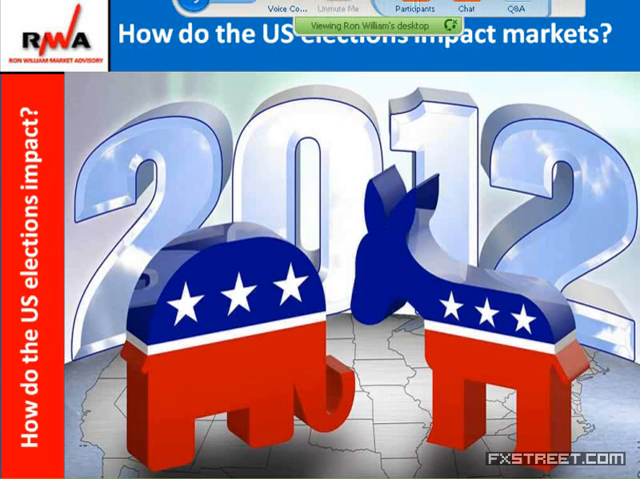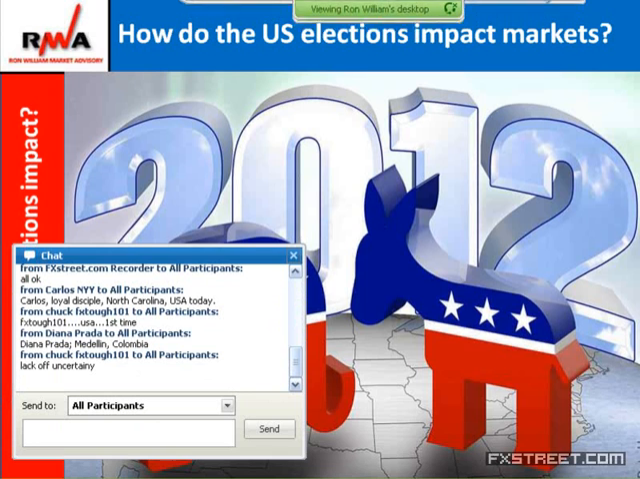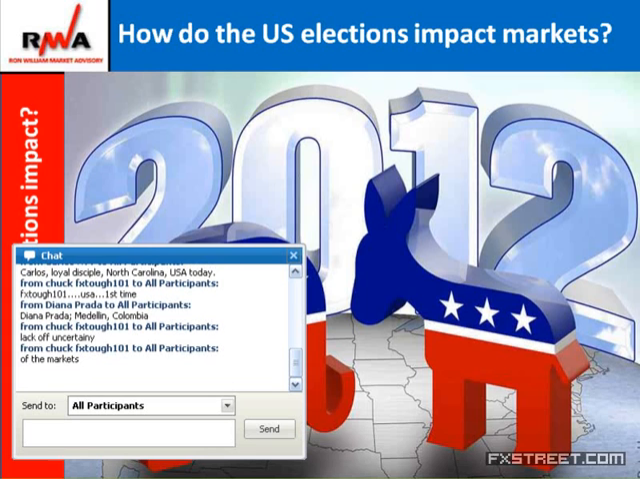So Chuck is saying lack of uncertainty. That's a very good point. What do you mean by lack of uncertainty? Uncertainty within the elections, or the markets, economic uncertainty? Do you mean uncertainty in the general meaning of the markets? Yeah, very good point.